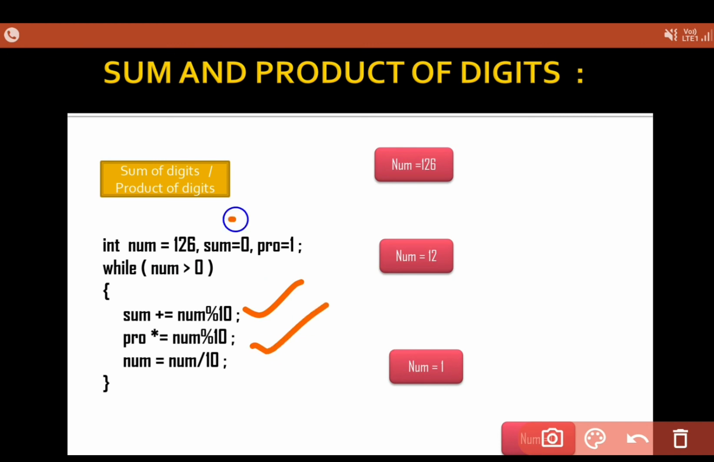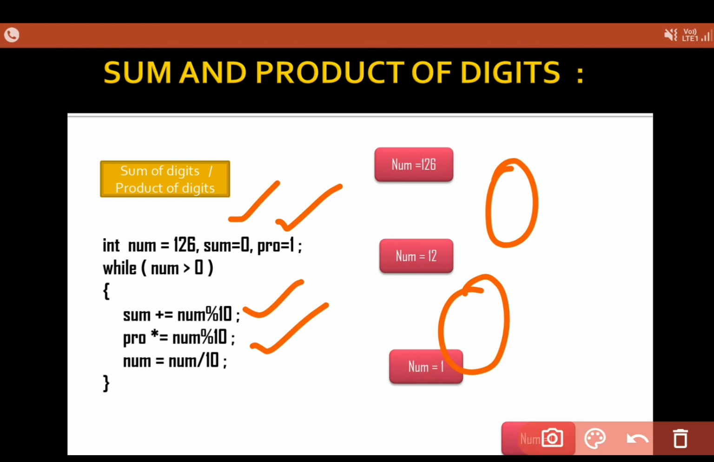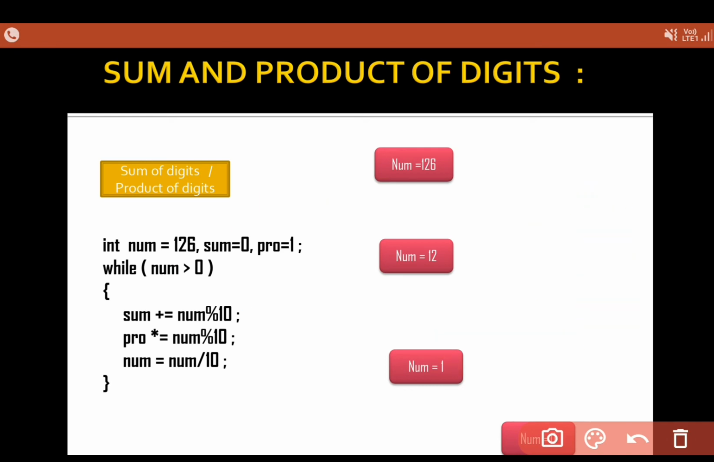But when we initialize sum, we use 0. When we initialize product, we have to write 1, because when we multiply anything with 0, it becomes 0. Whatever number we write, it becomes 0 only. That's why I'm using 1. If I multiply any number with 1, I get the same number. That's why the initial value of a product is 1.